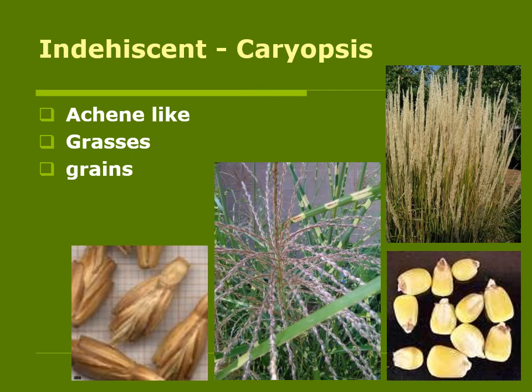Caryopsis, this is your grasses and your grains. These are dry indehiscent fruit. They are typically relying on birds to pick the seeds and disperse them. That's kind of a good strategy for covering a larger area. If you just drop your seeds, it takes longer to take over a given area of land. But yes, caryopses are your grasses. They are considered achene-like because the seeds are attached by a funiculus on the exterior.